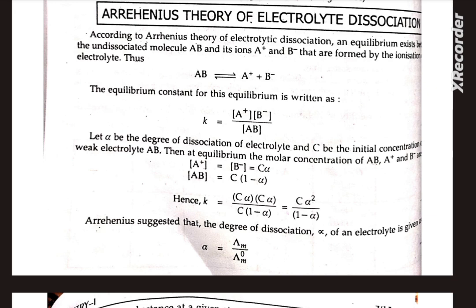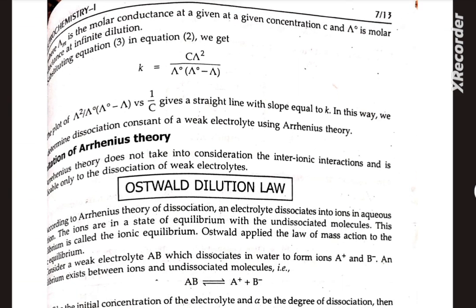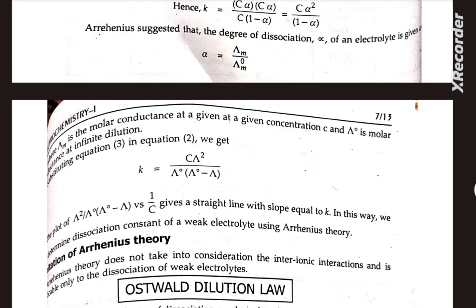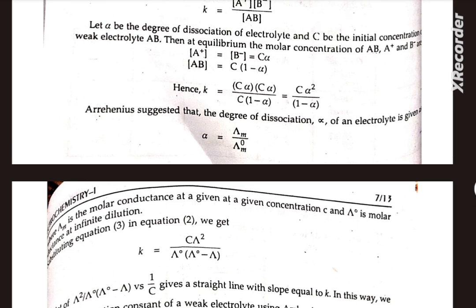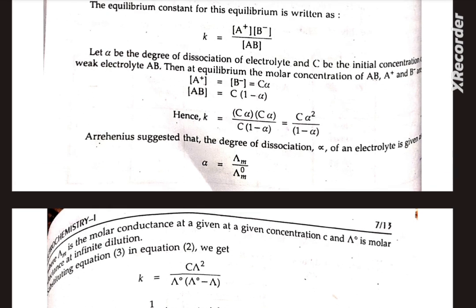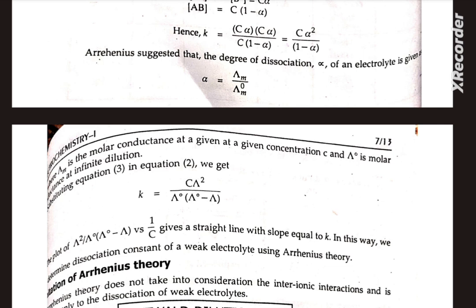Arrhenius suggested that the degree of dissociation alpha of an electrolyte is given as alpha is equal to Λm divided by Λ naught, where Λm is the molar conductance at a given concentration C and Λ naught is the molar conductance at infinite dilution. Substituting in the equation, we get K is equal to C Λ square divided by Λ naught into (Λ naught minus Λ). Limitation of Arrhenius theory: Arrhenius theory does not take into consideration the interionic interaction and is only applicable to the dissociation of weak electrolytes.